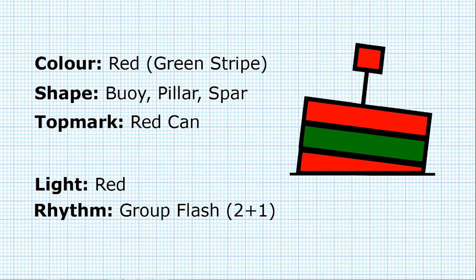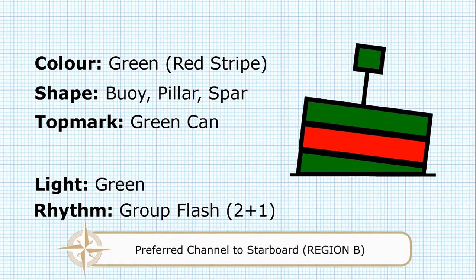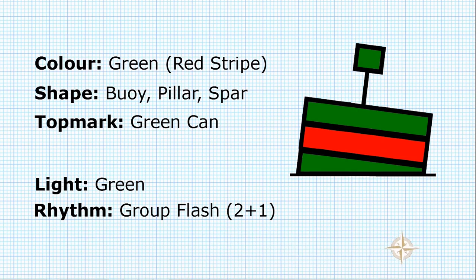If we swap over to region B, we can see the only thing that's changed is the colour. So we've got a green buoy now with a red stripe. The shape, again, buoy, pillar or spar. The top mark, a green can. Light, green light, and the rhythm is a group flash 2+1.